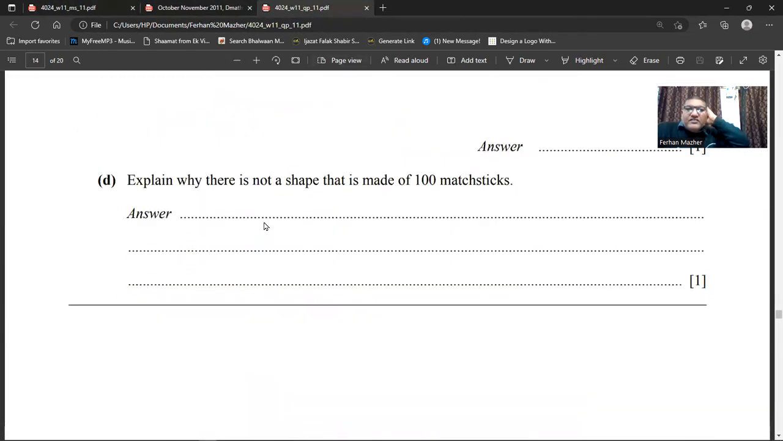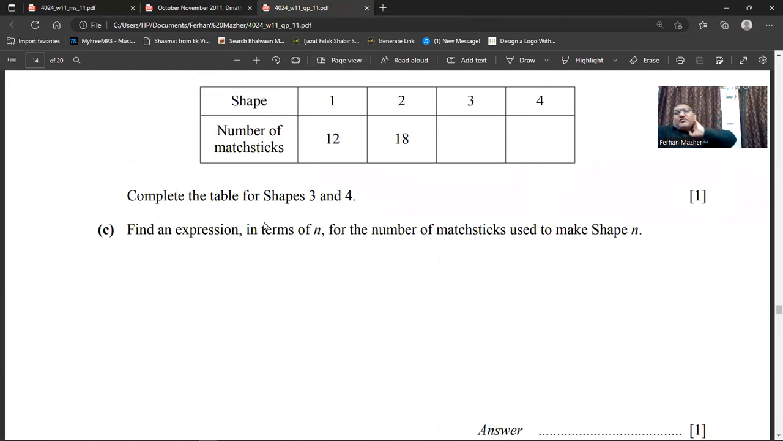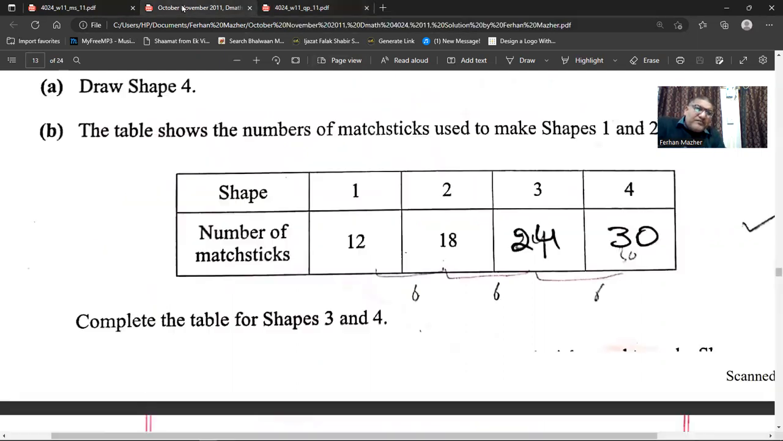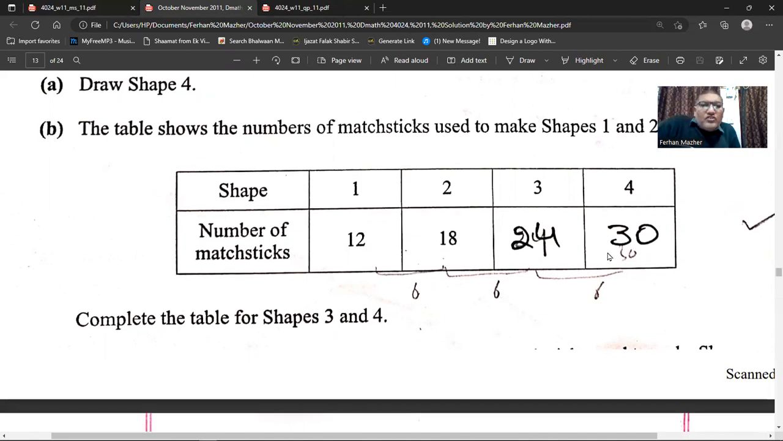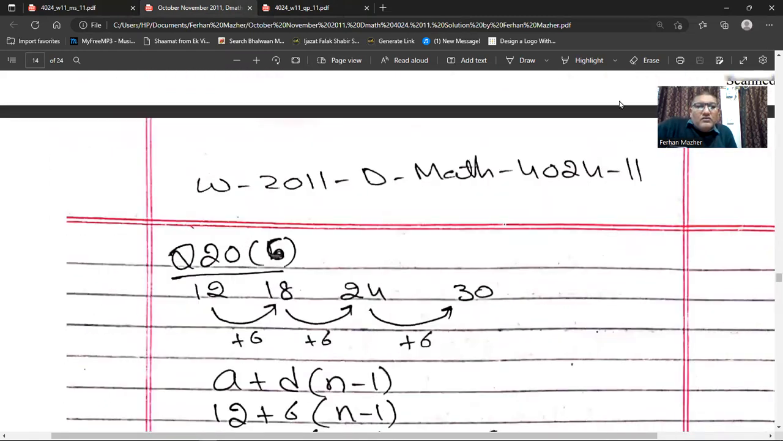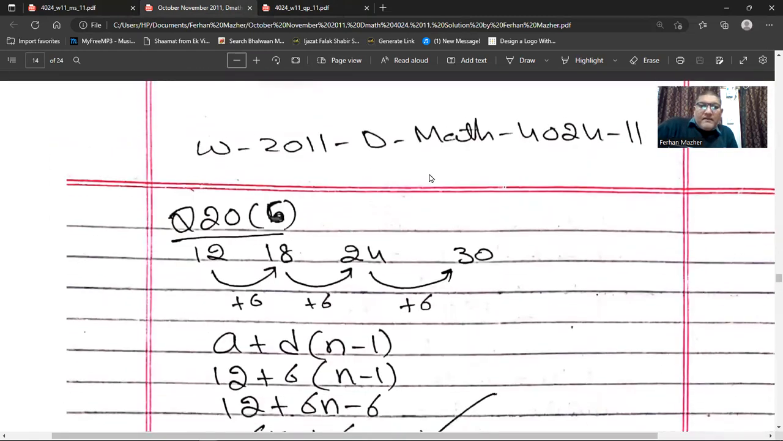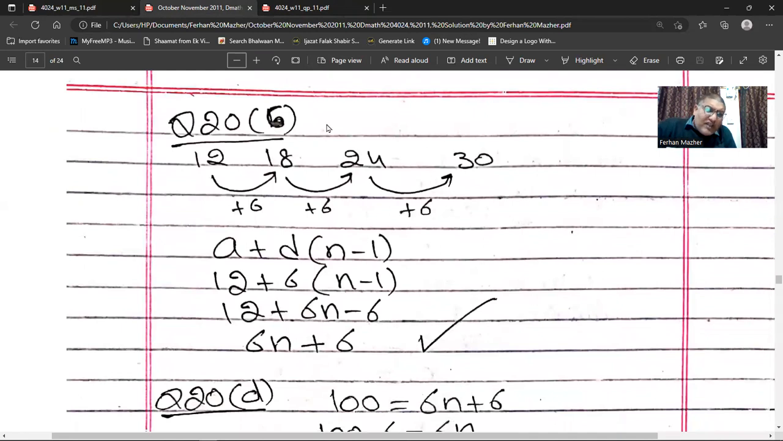Then the question is, find an expression in terms of n for the number of matchsticks used to make shape n. Okay, so at 1 it is 12, at 2 it is 18, at 3 it is 24, at 4 it is 30. The pattern is 12, 18, 24, and 30. So 6 is added, 6 is added, 6 is added. So it's an arithmetic sequence. Very easily I can find its answer.